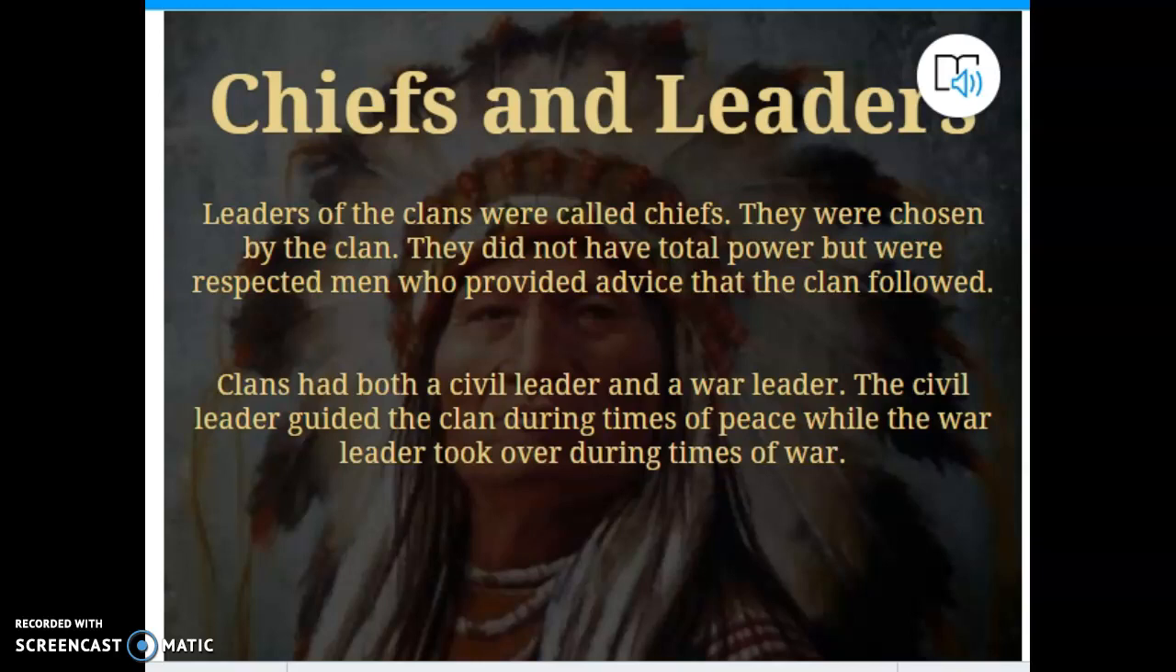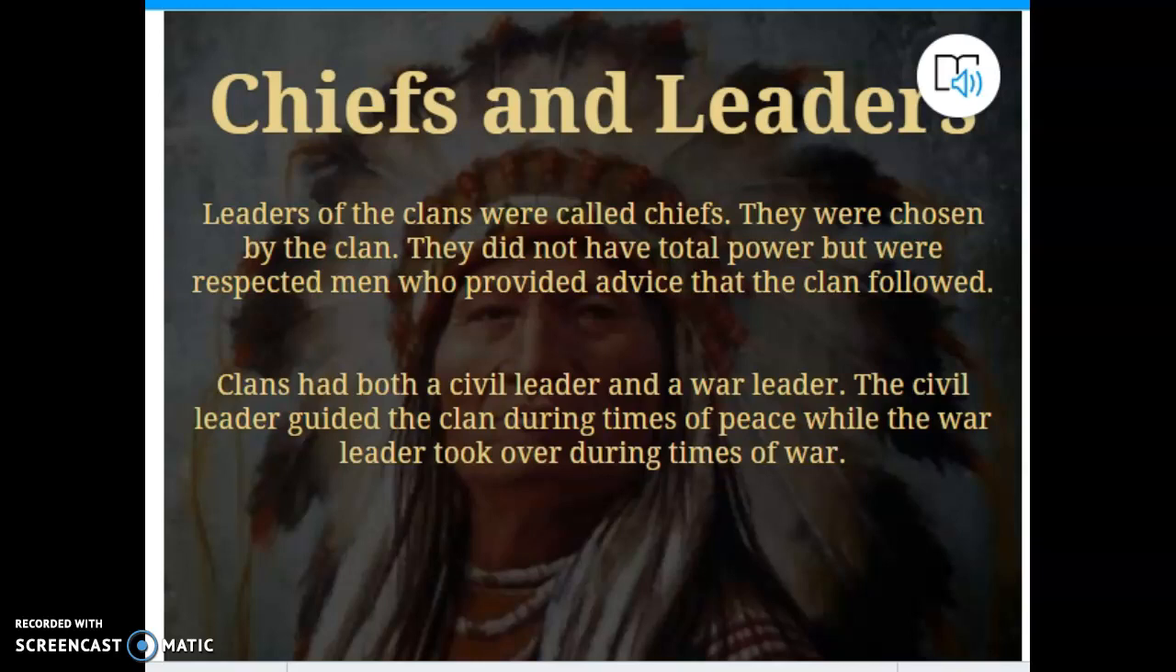They did not have complete power. It wasn't like they dominated everybody, but they were very well-respected people, and the clan typically followed their lead. They were very smart, very respected, very well-rounded people, and they had the entire clan's best interest at heart. So if the chief told a bunch of people it's time to go hunting, typically the people would listen because the chief was the leader.